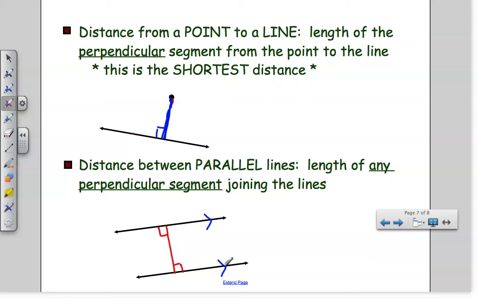You're not going to measure at some random crazy angle. Okay, you have to go at a right angle. Again, that would be the shortest distance between those lines. Because if you're not going at a right angle, you could eventually get infinite lengths. Okay, so with distances, always going at a right angle. Looking at some theorems with perpendicular lines today.